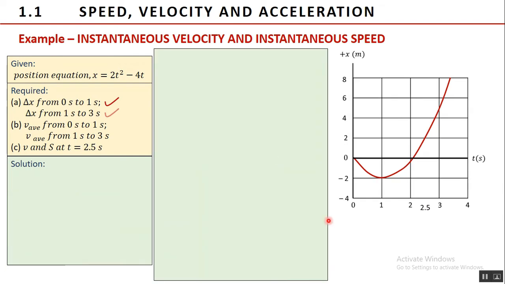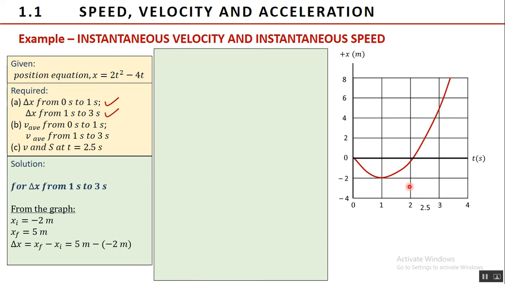We use a similar approach for Δx from 1 second to 3 seconds. Referring to the graph, we get x_i = −2 meters and x_f = 5 meters, so the displacement is 7 meters. Again, you can self-check the values of x_i and x_f using the position equation. For average velocity, we simply divide these displacements by the time intervals Δt.